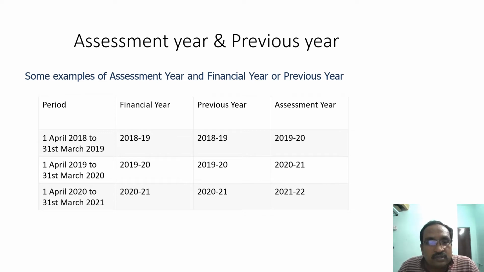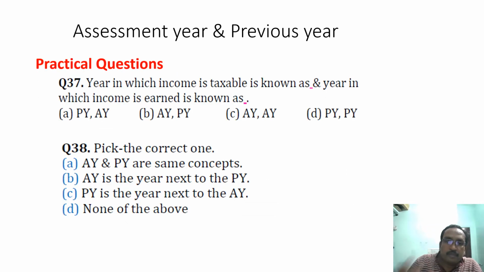See this example, the period April 2018 to 31st March 2019. In this one, financial year is 2018-19 and previous year is the same. Financial year and previous year are both the same. Assessment year will be the next financial year after the previous year. If you have financial year 2018-19, assessment year will be 2019-20. If your financial year is 19-20, assessment year will be 2020-21. If your previous year is 2021, assessment year will be 21-22.